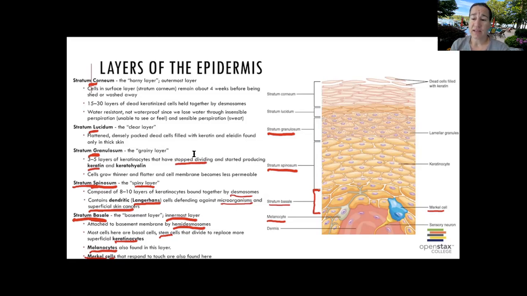They stop dividing, the cells are getting smushier. It's a very technical term, smushier. They are going to get thinner and flatter. So they are going to definitely take on that squamous shape, stratified squamous shape in this layer.